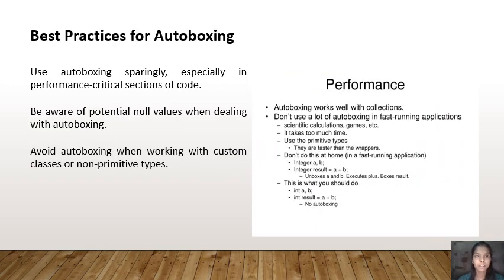Next are best practices of autoboxing. Use autoboxing sparingly, especially in performance critical sections of code. Be aware of potential null values when dealing with autoboxing. Avoid autoboxing when working with custom classes or non-primitive types. These are the best practices of autoboxing.